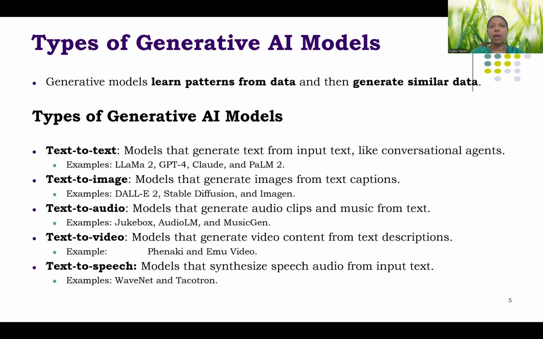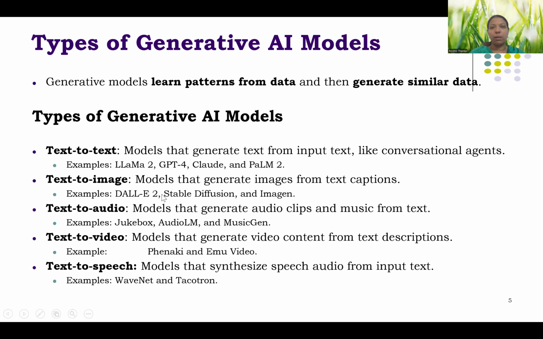Let us discuss the types of generative AI models. As we know, it can generate new content from the patterns it has learned during training. The first type is text to text. ChatGPT is an example: we give a prompt as text and get text back as output. Next is text to image.